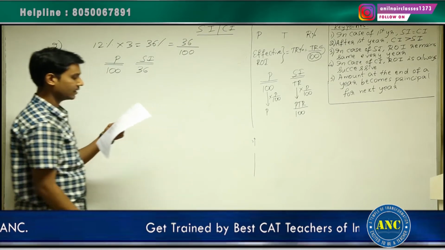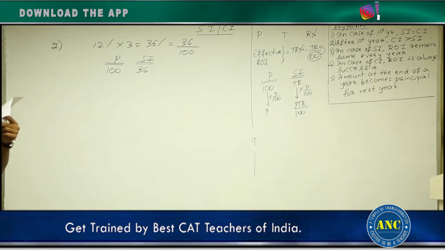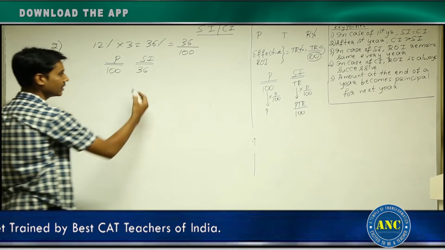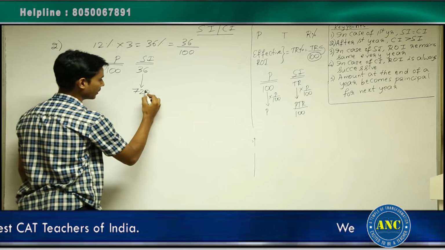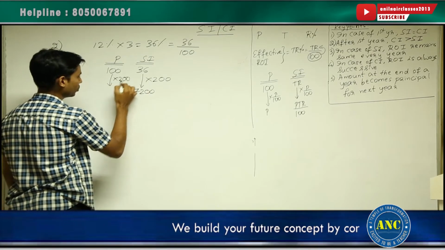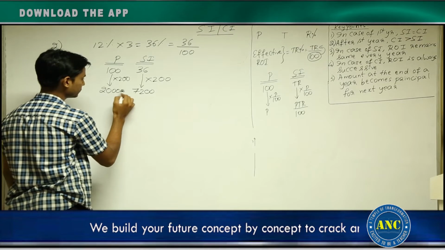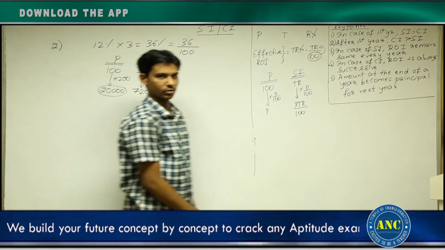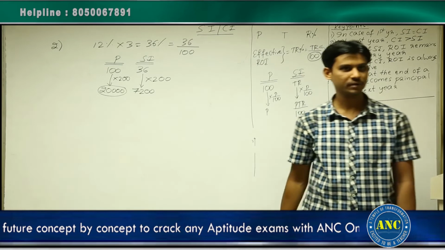But they are telling that after 3 years he had to pay rupees 7,200 interest. That means 36 should become 7,200. What is the multiplying factor? 200. 100 also multiply by 200. Answer is 20,000. Understanding the approach?